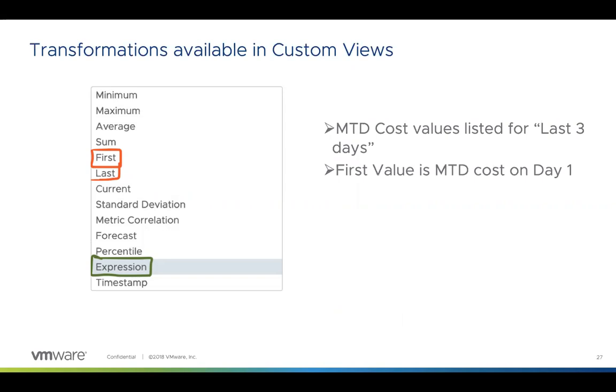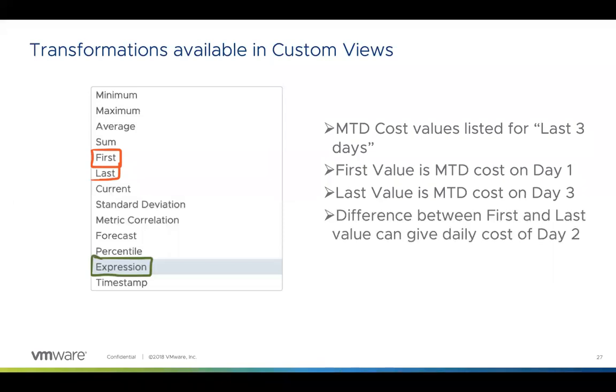And the first value is the cost on day one, because I selected last 3 days. The first day is considered as the first value, and then the last value is day three. So I have day one, day two, day three costs, the metrics available, and I have the first value and last value. And if I find the difference between first and last value, I will get the cost of day two. So that was as simple as that, right?